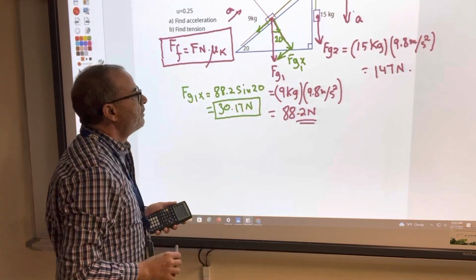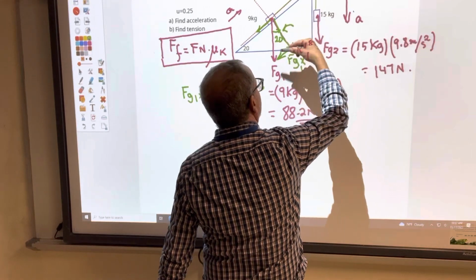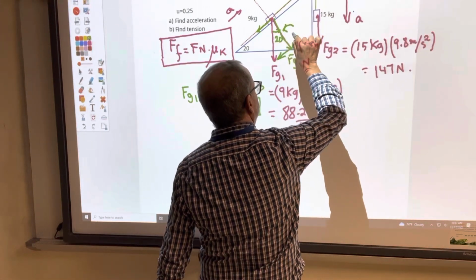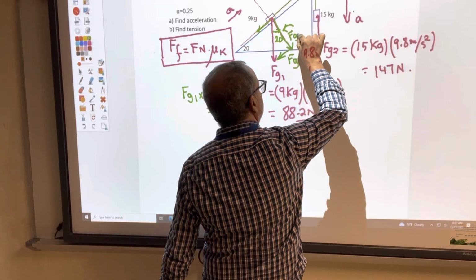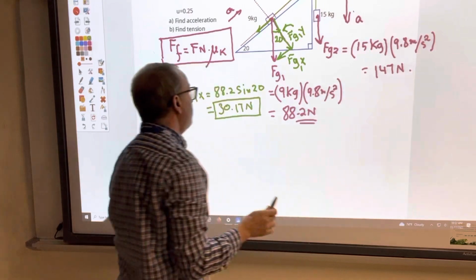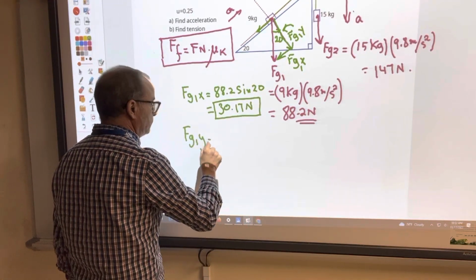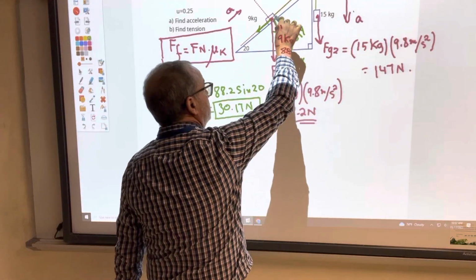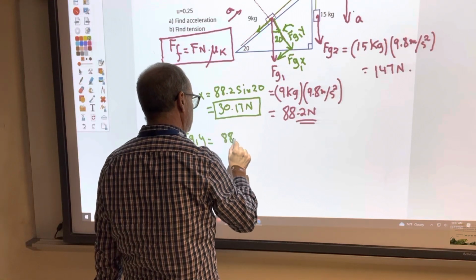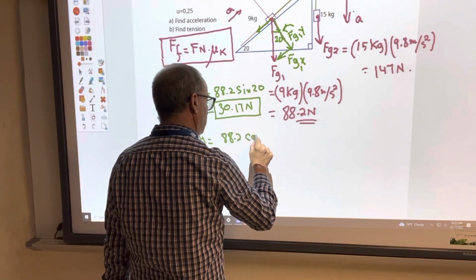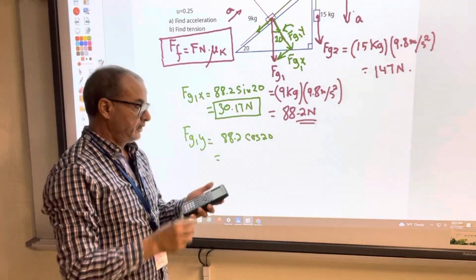And this force right here is the y component of this gravitational force, the Fg1y. For Fg1y we're going to use cosine, because that's the adjacent. So it's going to be 88.2 cosine of 20. There's a lot of trig here. Everything is trigonometry.